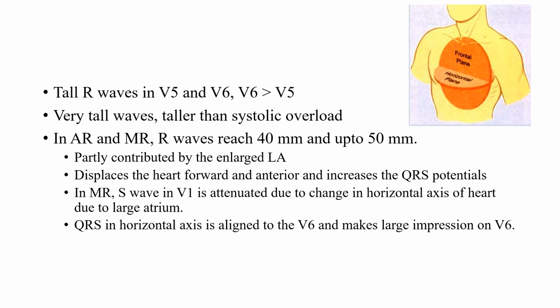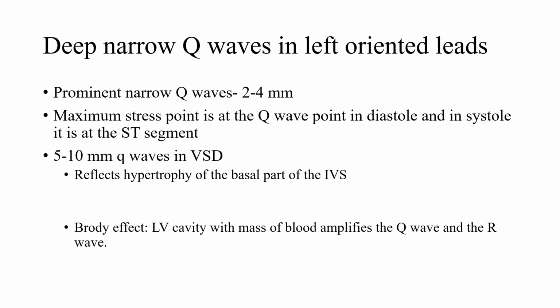And in MR, the S wave in V1 is attenuated because of the change in the horizontal axis of the heart due to the large atrium. The large atrium is displacing it, so that part will get neutralized, and no S wave will be seen in V1. And the QRS in the horizontal axis is aligned to V6 and makes a large impression on V6. So V6 will have a tall QRS. And there will be deep narrow Q waves in the left oriented leads. So that is one point which suggests diastolic overload.